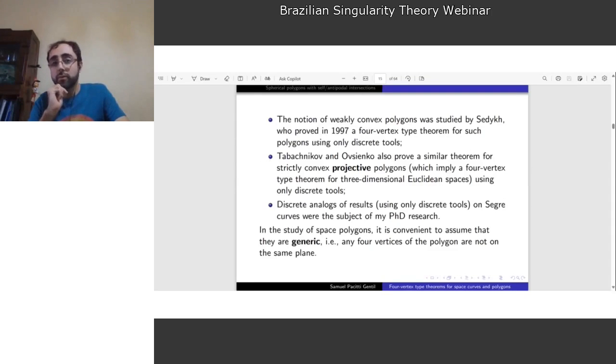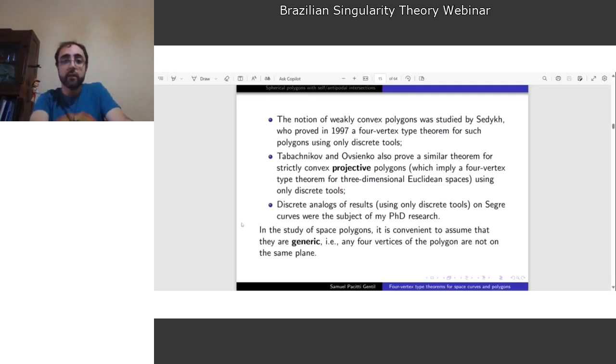Tabachnikov and Ovsienko also prove a similar theorem for strictly convex projective polygons, which implies, in particular, a four-vertex type theorem for three-dimensional Euclidean spaces using only discrete tools. It's basically basic linear algebra. It's not that sophisticated. This is common in the discrete theory: the proofs simplify considerably. And discrete analogs of results, again using only discrete tools, on cyclic curves were basically the subject of my PhD research. And I will talk about some of these results in the rest of my talk.